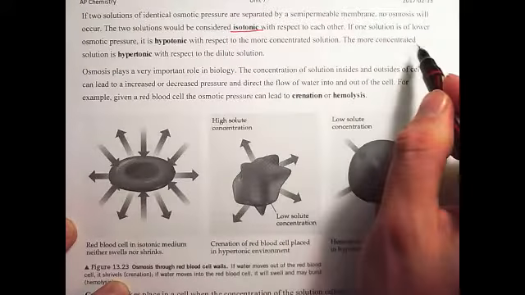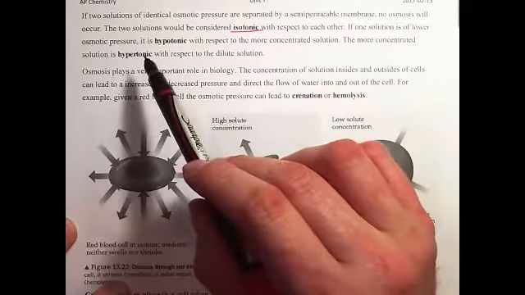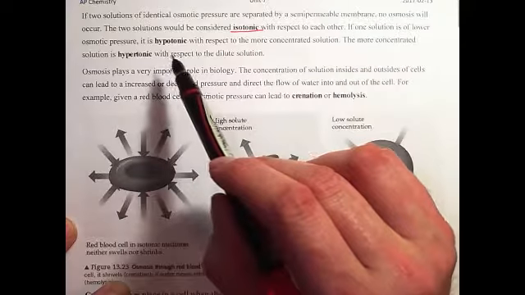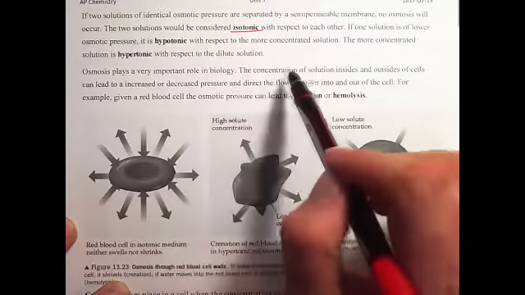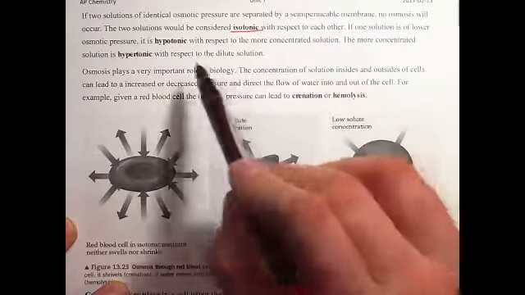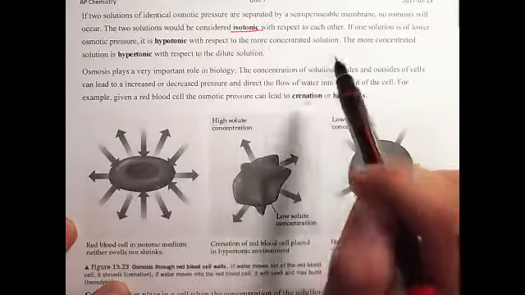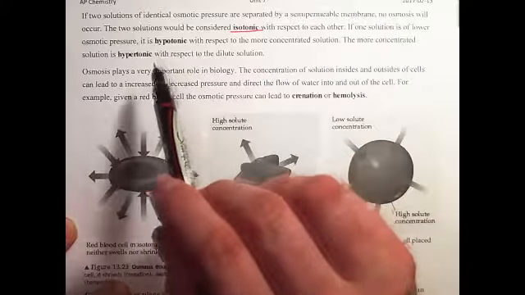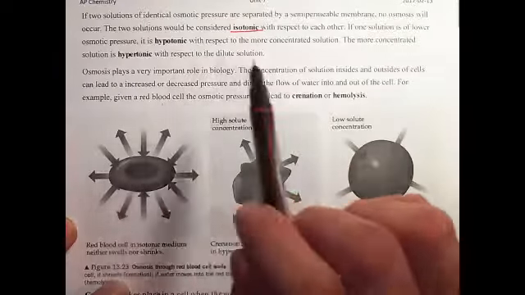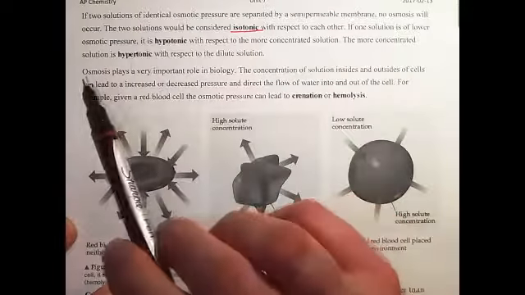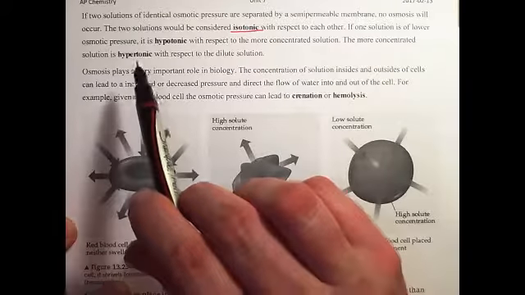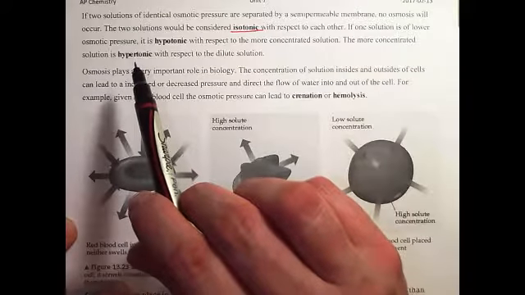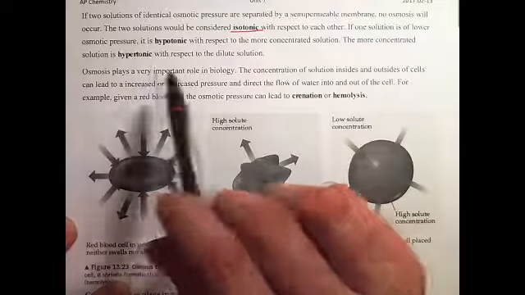If one solution is of lower osmotic pressure, it is considered to be hypotonic with respect to the more concentrated solution. So the more dilute solution compared to a concentrated solution is hypotonic. If we look at it the reverse way and we look at the concentrated solution with respect to the dilute one, we say that the concentrated solution is hypertonic with respect to the dilute.